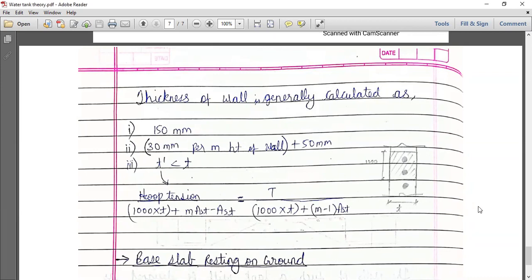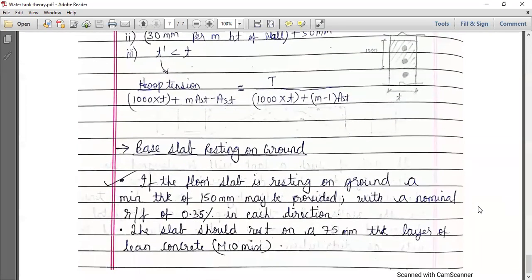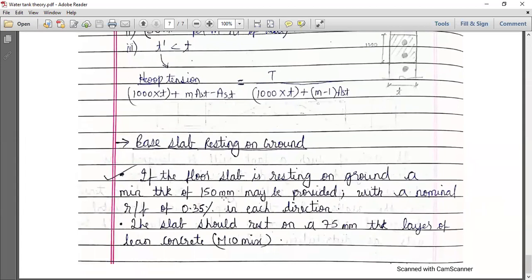So similarly here also we will provide nominal reinforcement and nominal thickness. So you have to remember this criteria. If the floor slab is resting on the ground, a minimum thickness of 150 may be provided with a nominal reinforcement of 0.35% in each direction.